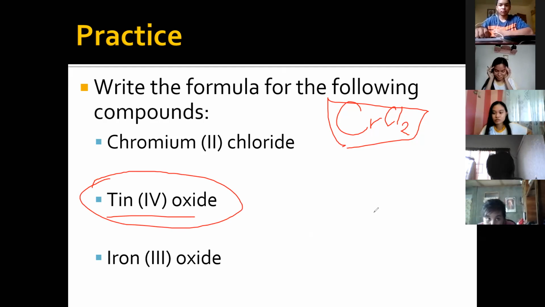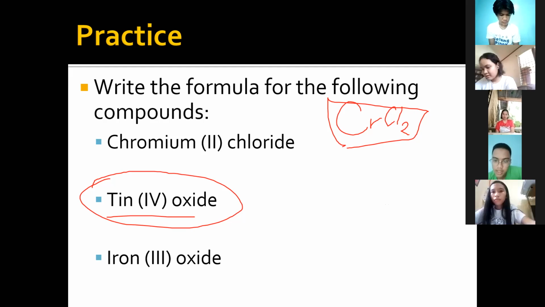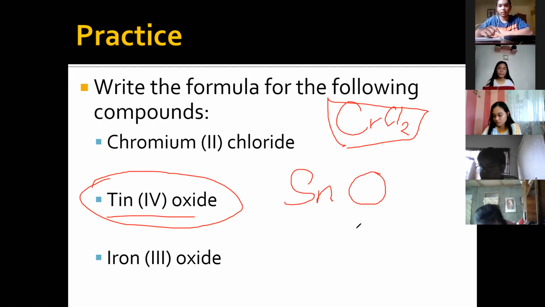Yes, indeed. That is why I really had to separate naming covalent compounds from ionic compounds. Tin is not T, for tin it is Sn. Put subscripts for Sn and O. Tin 4, that's how you're supposed to read it.